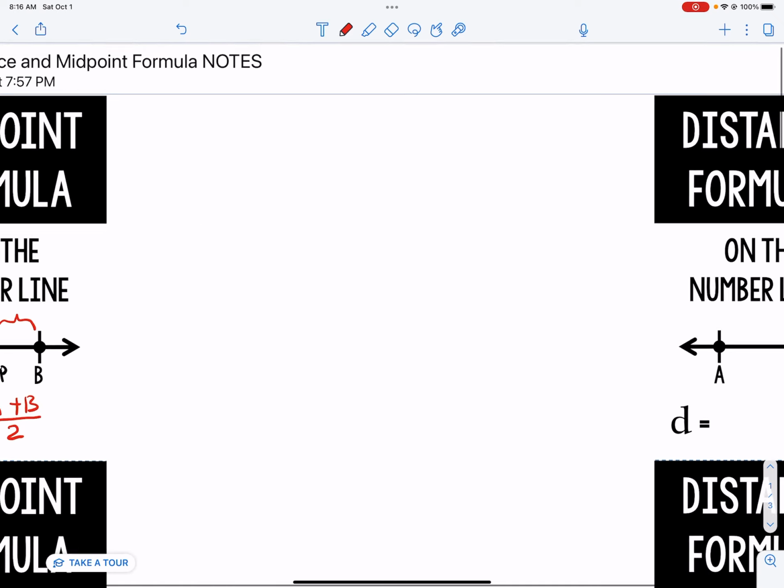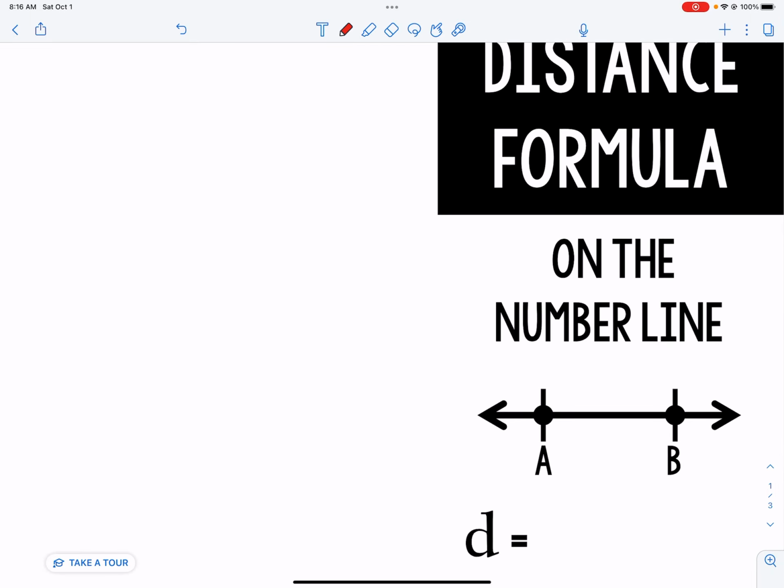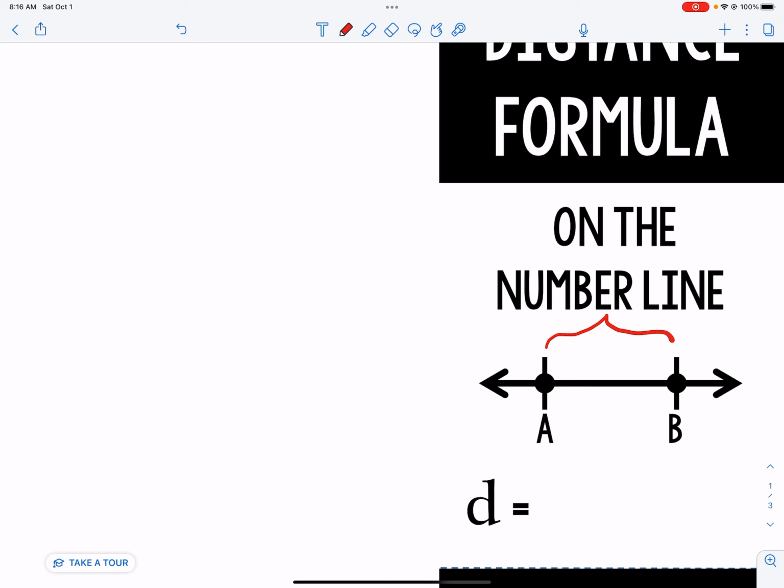Alright, and moving to the distance formula on the number line. When we're doing the distance formula, we're calculating how far apart A and B are, what is the length between the numbers A and B. In order to find the distance between the two numbers, we will subtract. So we'll have A minus B. But when we subtract, sometimes we get a negative number, and we don't want a negative number, so we will have to do the absolute value. Remember, absolute value just turns any number to a positive number. Whether it's negative or positive, it turns it to a positive.